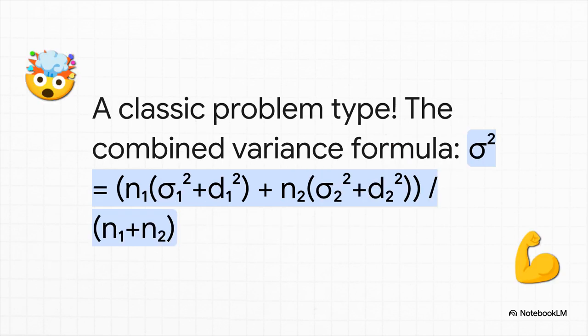Okay, now for combined variance. I know, it looks intimidating, but it's a favorite type of JEE problem. The whole secret is understanding those D terms. Each D is the difference between a group's own mean and the new combined mean. So you're basically mixing the internal spread of each group with the spread between the two groups. Get comfortable with this formula structure.